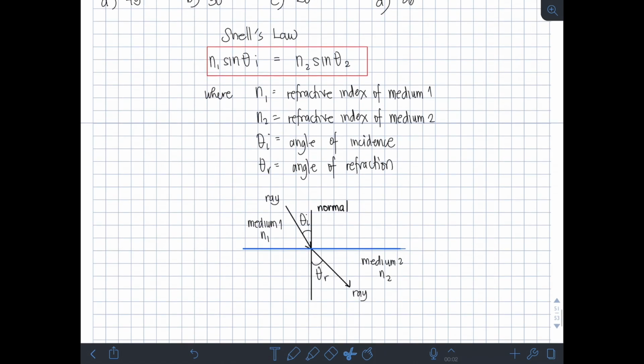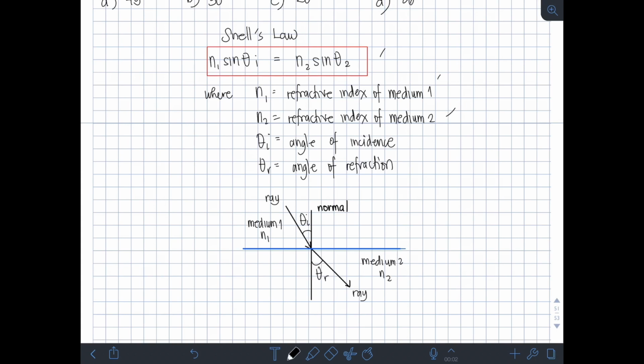So, this is our formula for Snell's law. n sub 1 sin theta I is equal to n sub 2 sin theta 2, where n sub 1 is the refractive index of medium 1, n sub 2 is the refractive index of medium 2, theta I is equal to the angle of incidence, and theta R is equal to the angle of refraction.